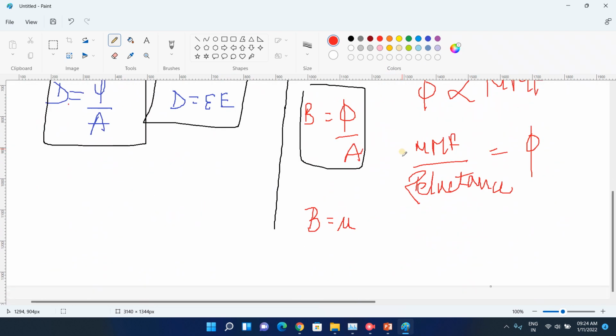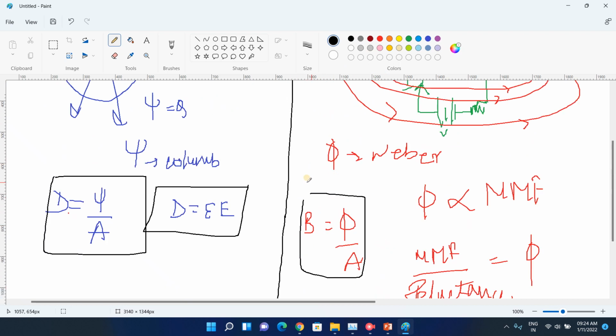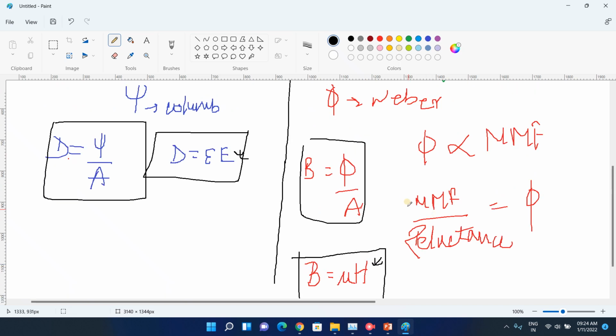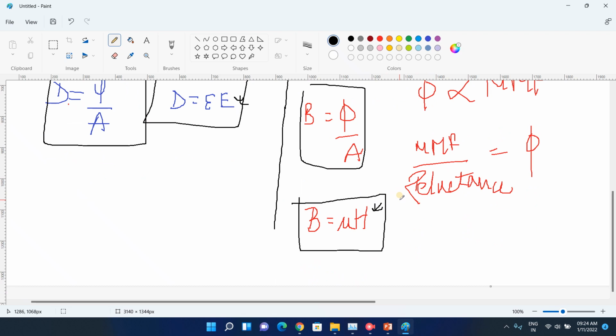Okay, because every ferromagnetic core has its own permeability. So it is equal to mu H, where H is the magnetic field intensity, just as E was the electric field intensity. It is analogous to it. Okay, so these are the two relationships.